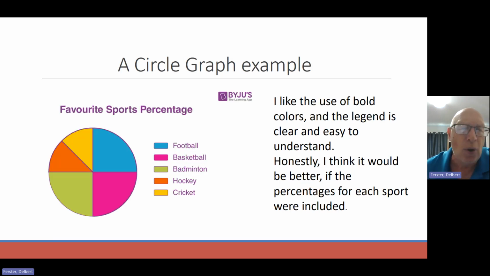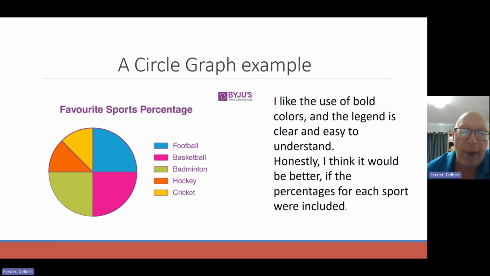I like this. I stole it from an internet site, and you can tell it's stolen because of the spelling of the word favorite. But I like the colors. I think it presents well. What I would have wished for is, in addition to the colors and the scaling out there, so I know that the blue is football and the pink is basketball, I kind of wish the percentages had been included as well.